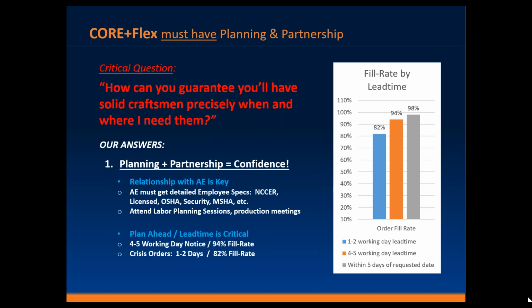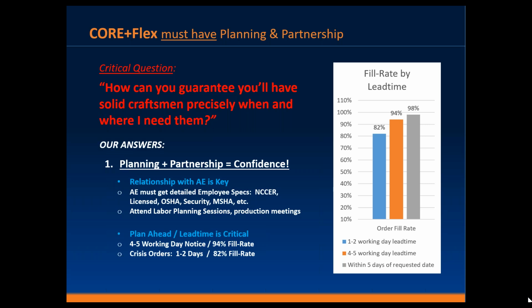This relationship, when I say it's critical, enables the account executive to start understanding and knowing what the contractor is looking for. They're going to know that this particular contractor is looking for NCCER certifications, license, OSHA, security type clearances, TWIC, Red Badge, things such as MSHA. Those people will be the people that we will look through in our database, but that becomes part of us knowing who you are as a contractor. So that's where the partnership and planning comes in.